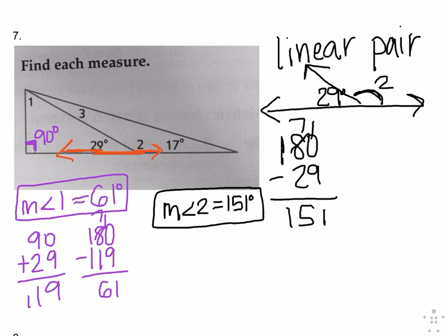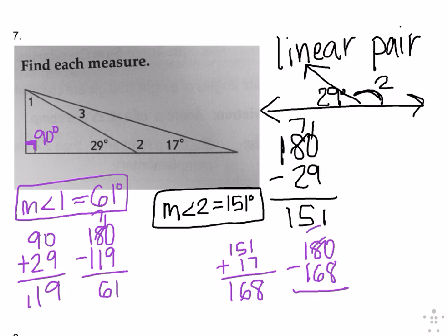Alright, now let's solve for the measure of angle 3. We know two of the angles inside of the triangle, so that's going to allow us to find the third angle. We can add 151 plus 17. That gives us 168. And then we're going to subtract from 180 degrees. So we get that the measure of angle 3 is 12 degrees.